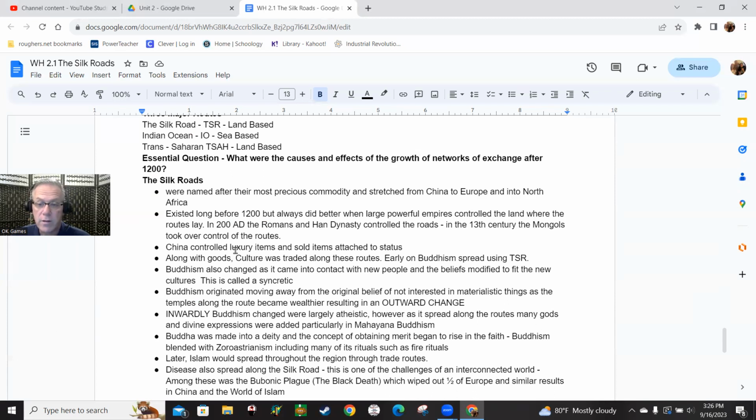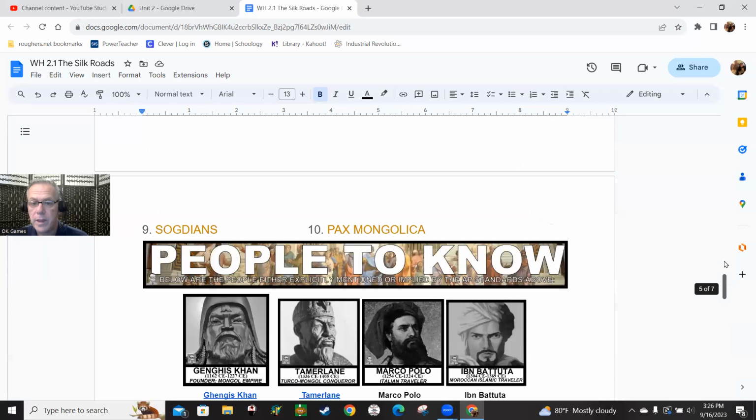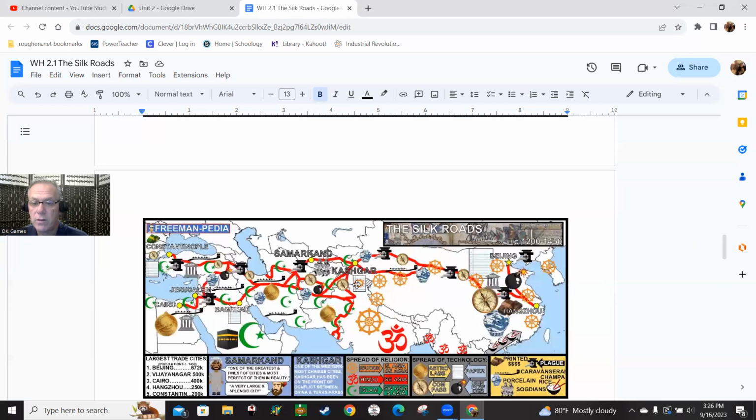Something else is being traded. Buddhism is especially being traded. Now, Buddhism is going to start in India, as we know, and then it's going to travel north along these roads, and then it's going to travel into East Asia and into parts of Central Asia. All right, so that's one thing that's being traded.